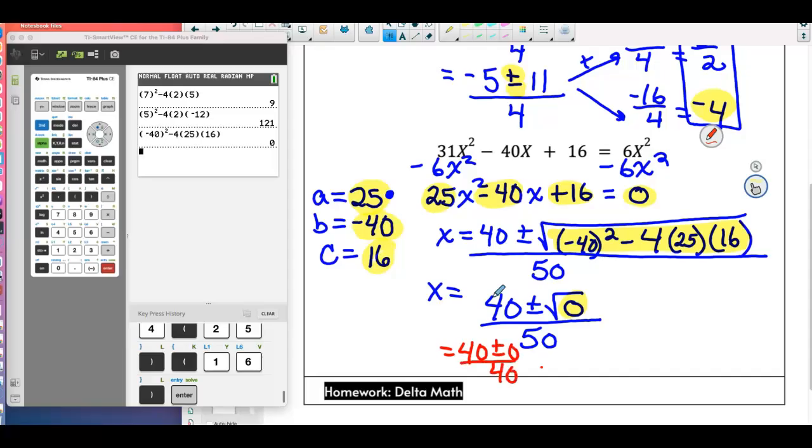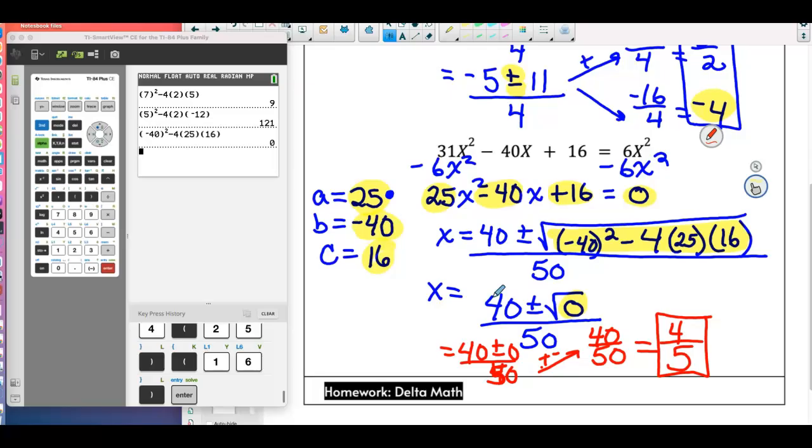If I branched off, I do 40 plus 0. This is why we only get one answer when we have a 0 under that root. 40 plus 0 is 40 over 50. But 40 minus 0 would also give me the same thing. So I really only need to do the one branch, and then I simplify. And for me, I'm going to divide a 10 out of both. I only have one answer to box in at the end.